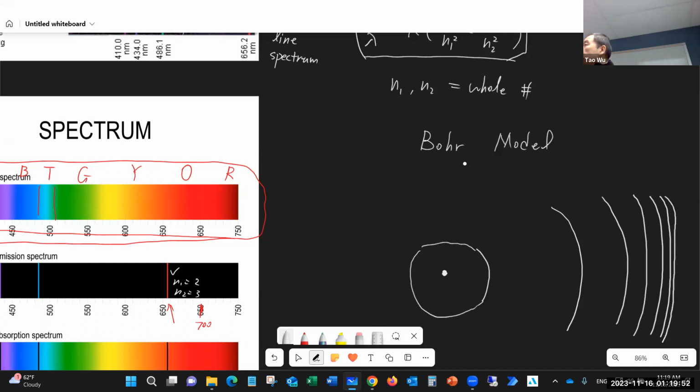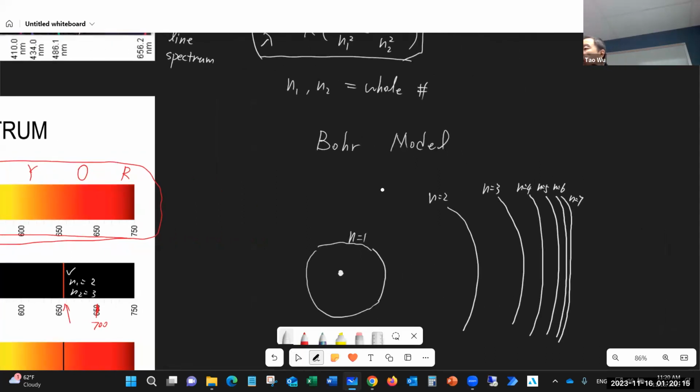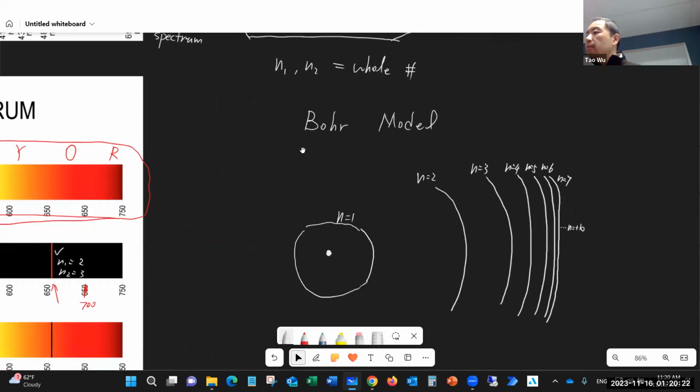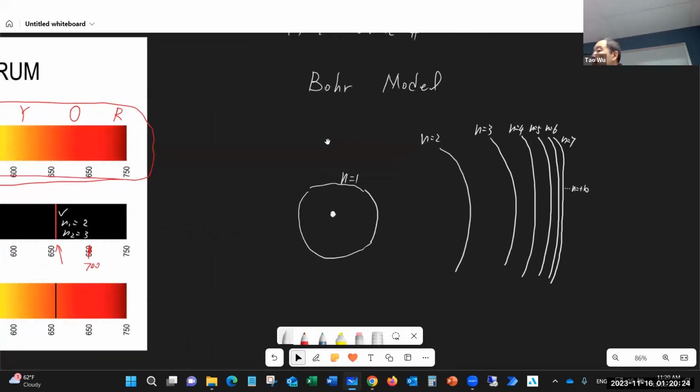Okay, I'm writing the distance between each of the orbits on purpose. So the first orbit is n equal to 1, the second one is n equal to 2, and n equal to 3, n equal to 4, n equal to 5, n equal to 6, and the last one is n equal to 7. But more than this, they can go to infinity, n equal to infinity. Okay, but right now we're just writing the 7 of those orbits.